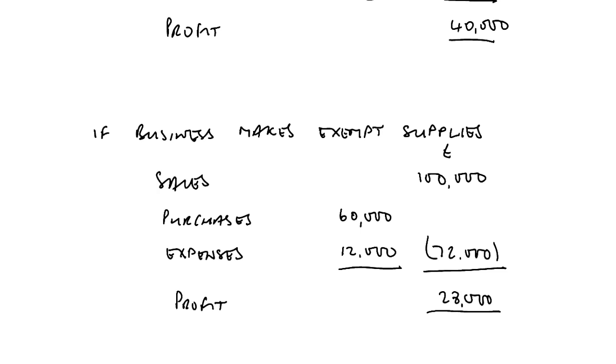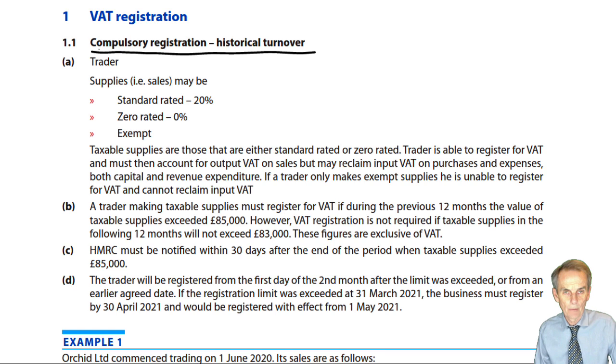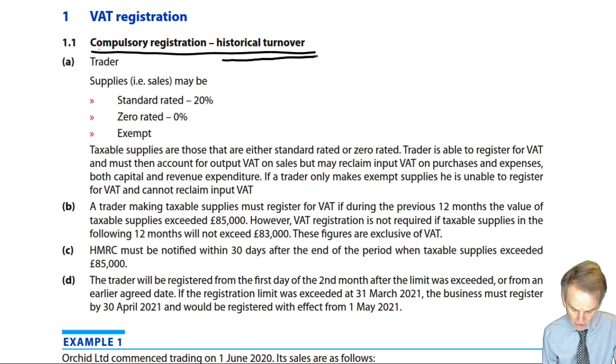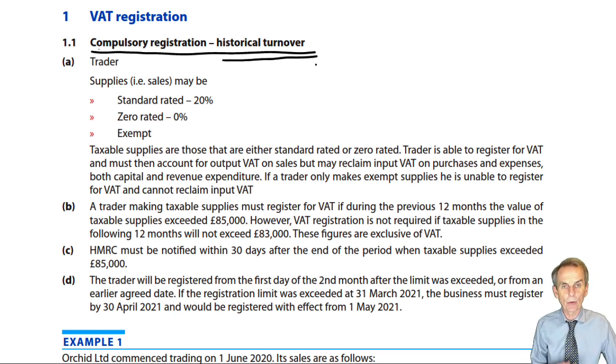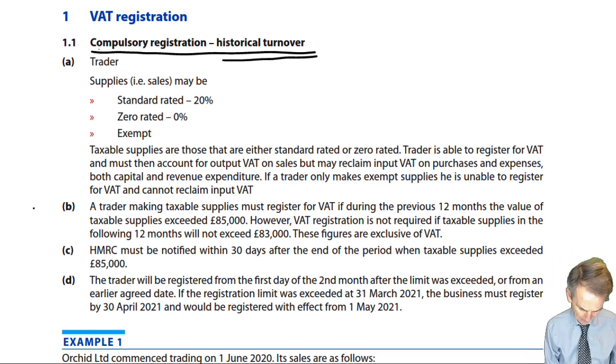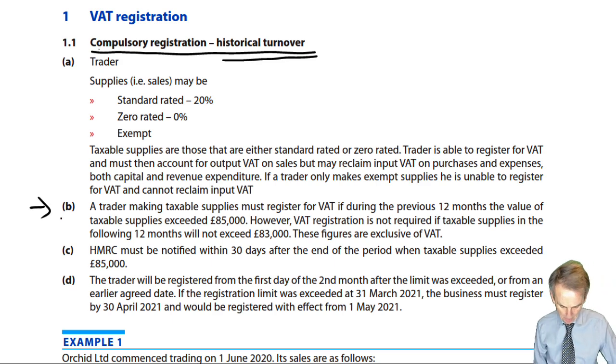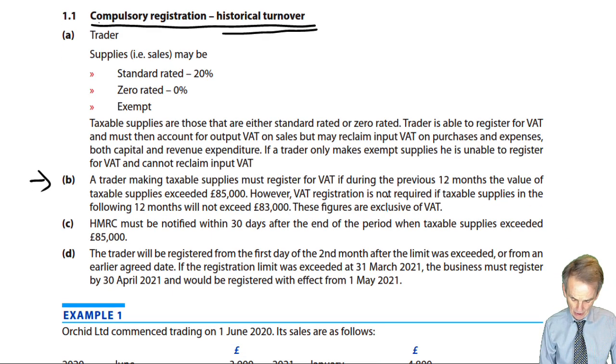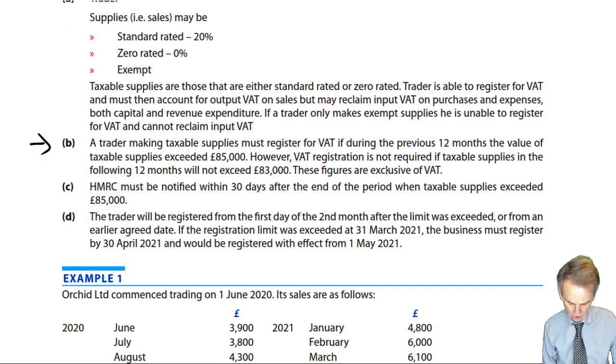Right, let's have a little look then back at the note. Okay, so back in your study notes at the start of chapter 25, therefore, we've seen and we've discussed the idea that we're starting with the issue of compulsory registration, which is based on historical turnover, the levels of taxable supplies that we have made in the past up to the end of the most recent month. What are the rules here? Here in note B, we have the rule as regards compulsory VAT registration.